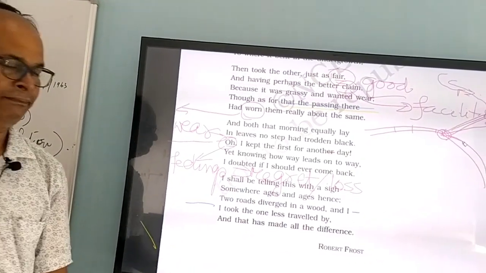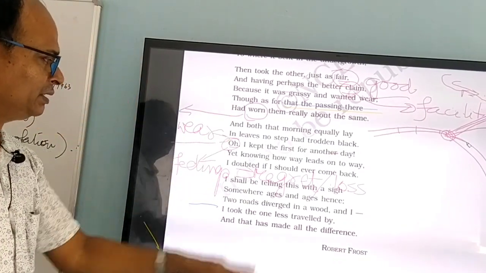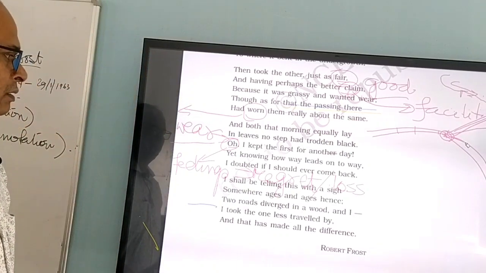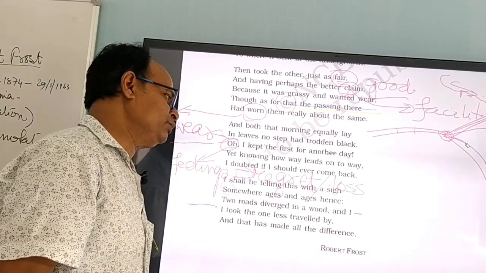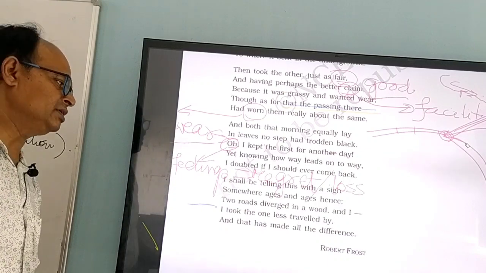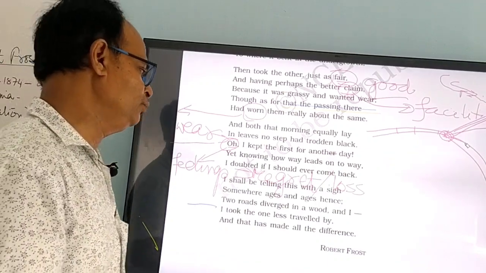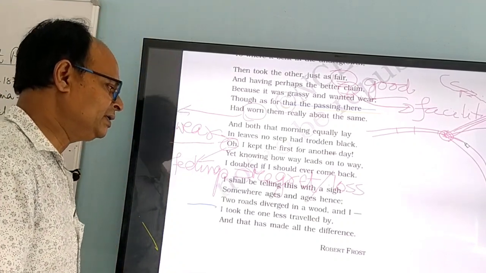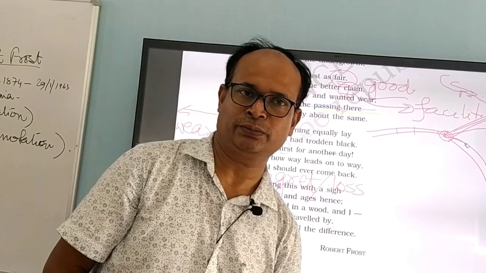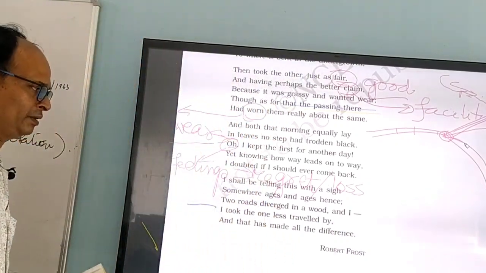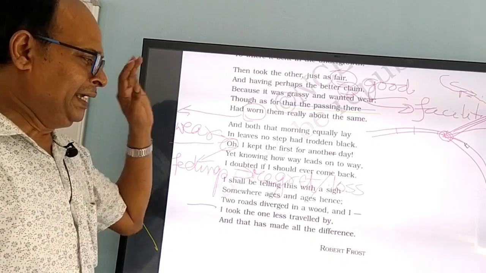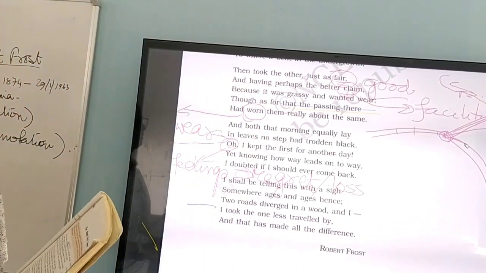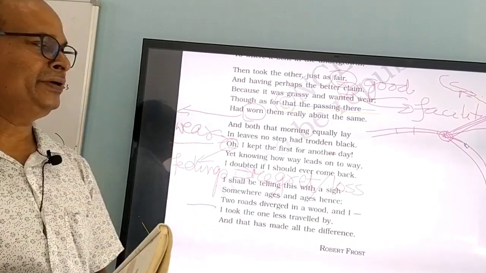Is it clear, my dear children? Now let us come to the last stanza. I shall be telling this with a sigh. Somewhere ages and ages hence, two roads diverged in a wood and I took the road less traveled by, and that has made all the difference. Now see, here in the last stanza of the poem, the poet was telling that it is very regretful.